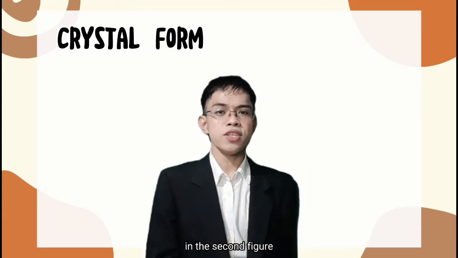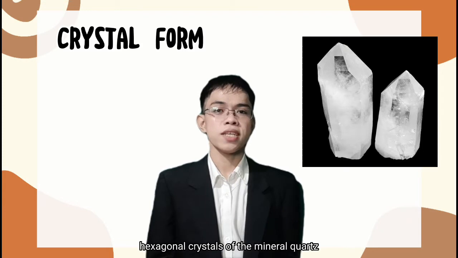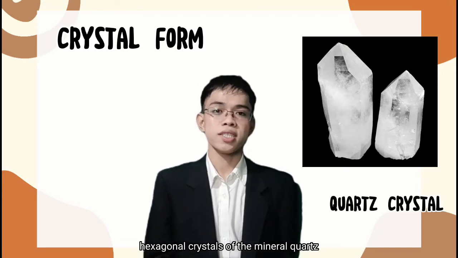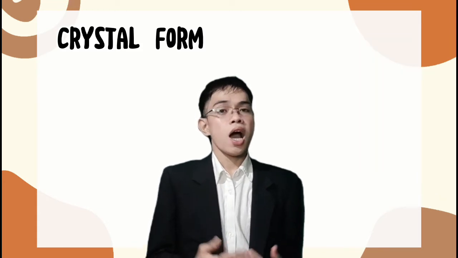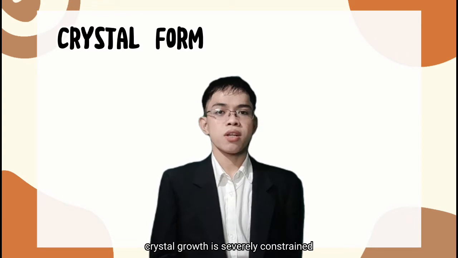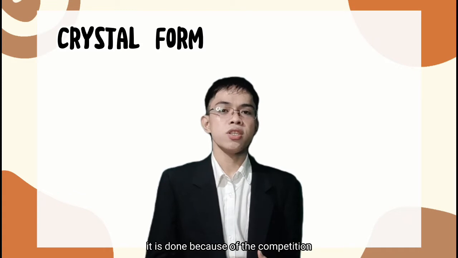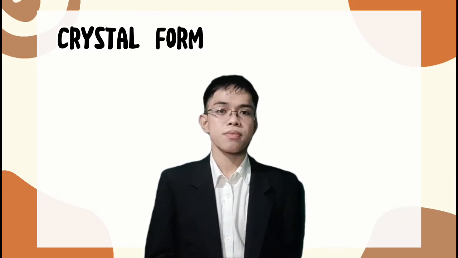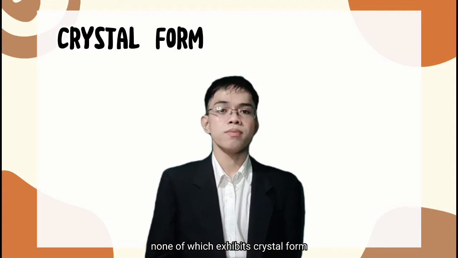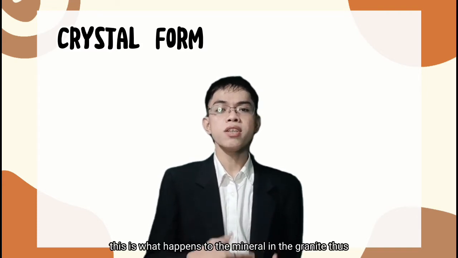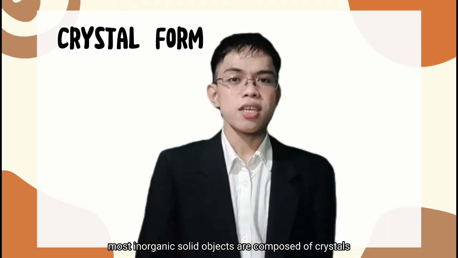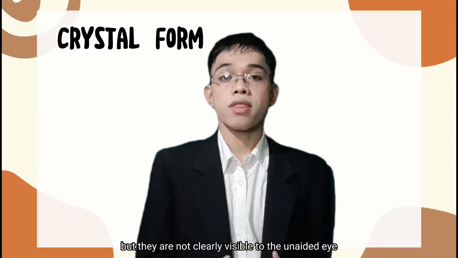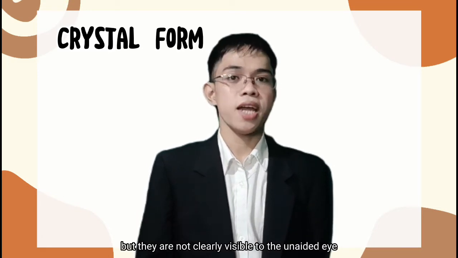And as shown here in the second figure, this is an example of distinctive hexagonal crystals of the mineral quartz. This is formed when space and time permit. However, most of the time crystal growth is severely constrained. It is stunted because of the competition for space among the jammed crystals, none of which exhibits crystal form. This is what happens to the minerals in granite. Thus, most inorganic solid objects are composed of crystals, but they are not clearly visible to the unaided eye.